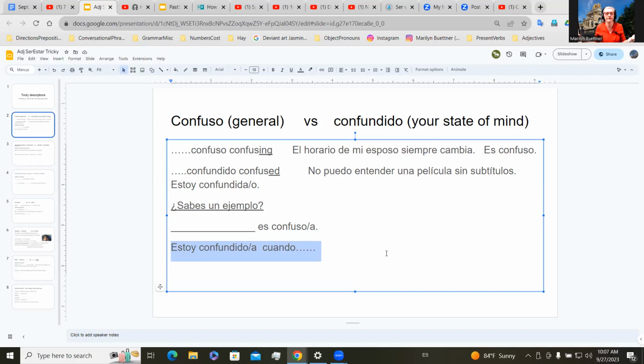Eso es. Bueno, otro ejemplo con confundido. Sí, Diana. Confundida cuando manejo por Chicago. Ah, cuando manejo por Chicago. Sí, when I drive through Chicago. Sí, hay muchas autopistas. Eso es. Buen ejemplo. Sí, Terry. Estoy confundido cuando muchas personas hablan al mismo tiempo.